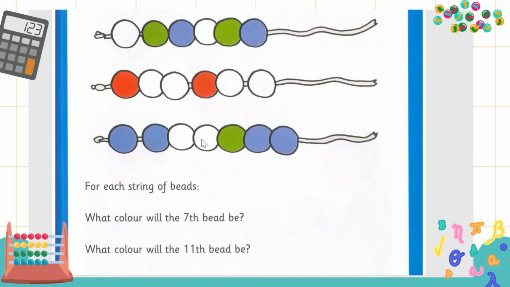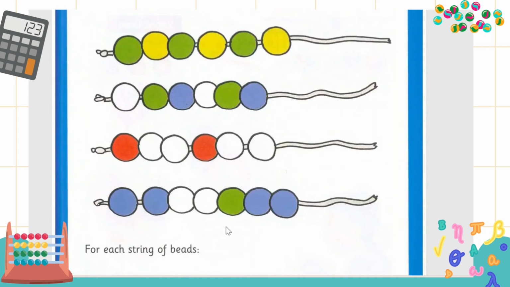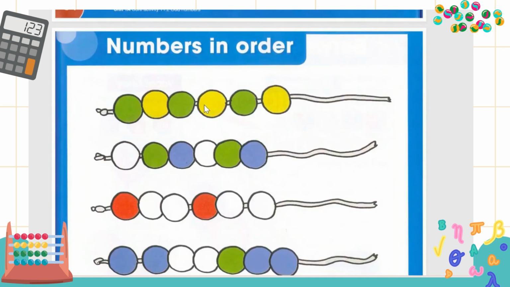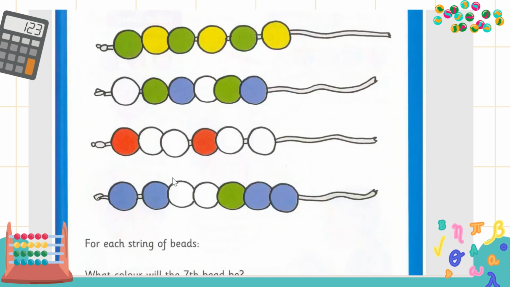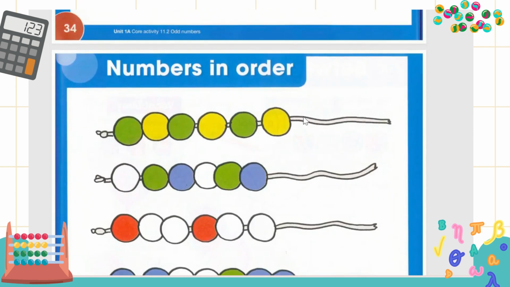For each string of beads, what color will the 7th bead be? We have to know what color the 7th bead will be. So over here, how many beads do these strings already have? Let's count. 1 2 3 4 5 6. And now let's count the other one. 1 2 3 4 5 6. So we can assume that every string already has 6 beads, and now we have to guess what color will be the next one.